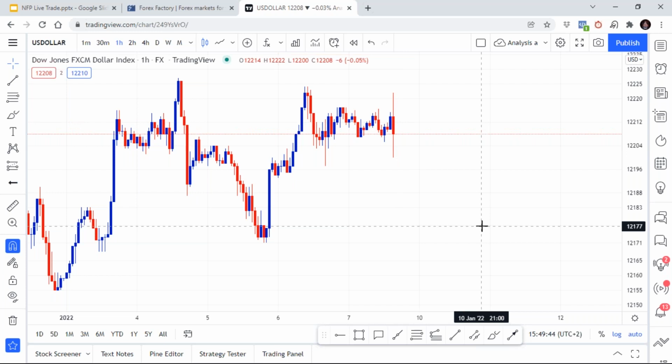And as soon as we missed the NFP, I thought it was going to be a difficult trade. Anyways, we'll do it again in February, first Friday of February.